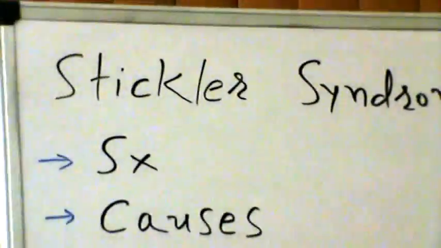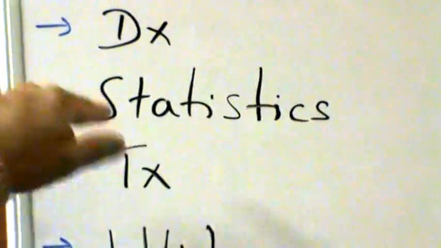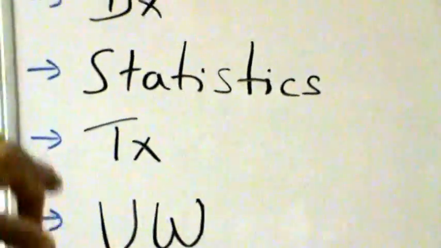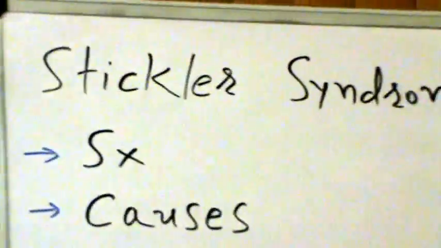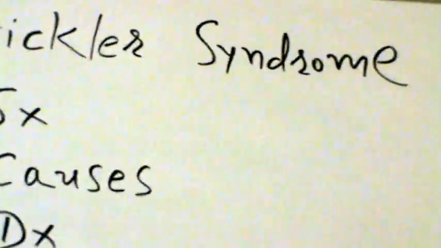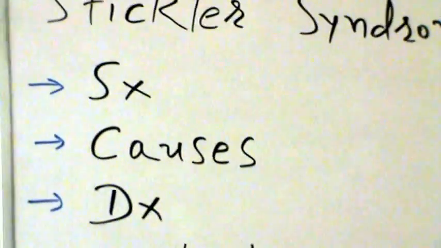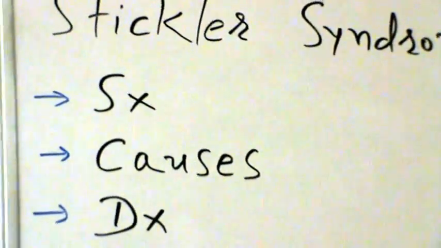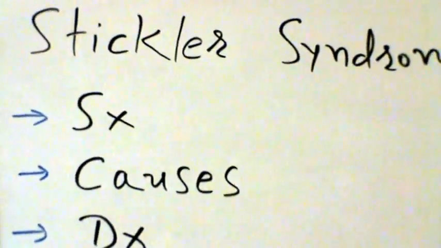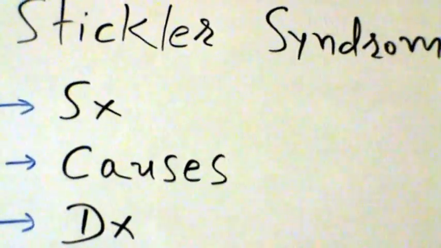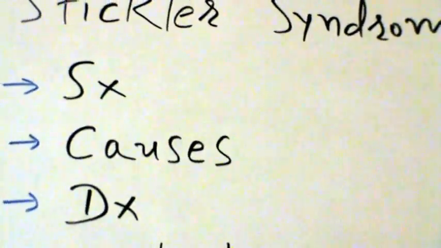We'll look into the symptoms, causes, how do we diagnose, what are the statistics we have, how to treat, and the bottom line, underwriting. Stickler syndrome is a genetic disorder caused by mutations in genes that are responsible for forming collagen proteins which add strength and elasticity to connective tissue.